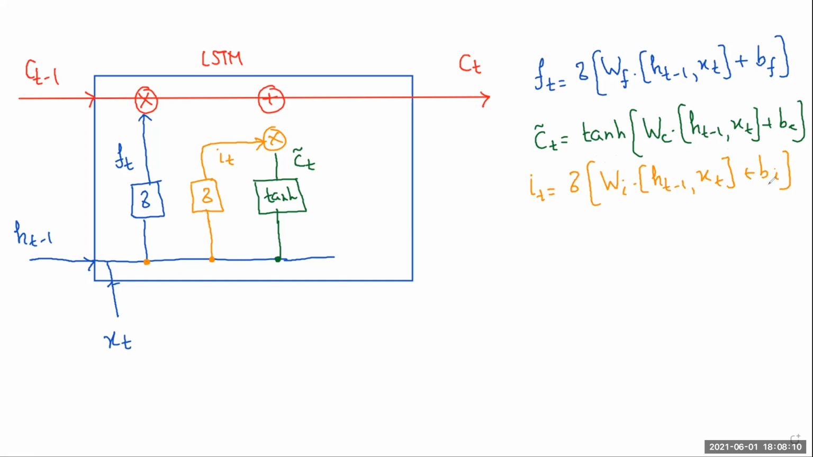Now you have both of these. So now is the time to update the cell state. And how do we do that? Now you see what is the new cell state, C_t.